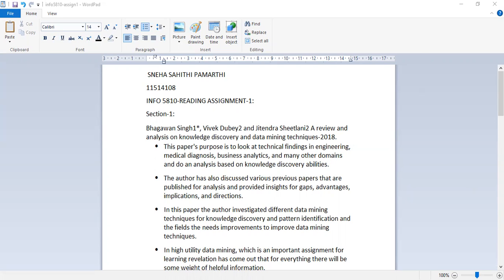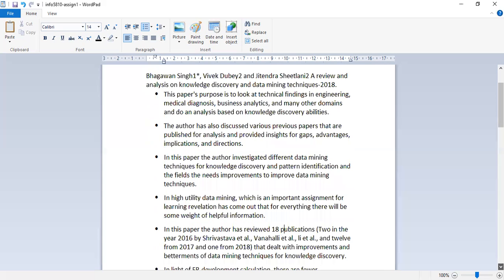High utility data mining is an important assignment for knowledge discovery, and it has come out that everything there will be some bit of helpful information. We also know that data mining algorithms are used in nearly every field these days. They are helpful to extract meaningful information from different areas of engineering, medical, and business applications. There are also several algorithms and their extended versions already proposed for the betterment.